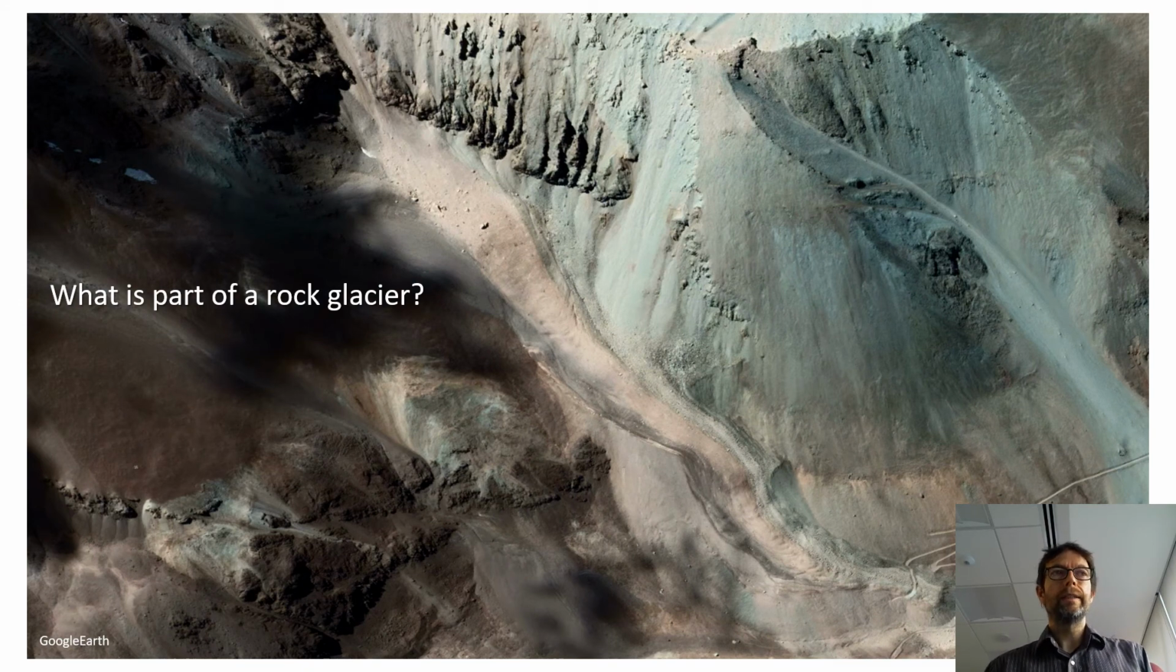Another important aspect is what constitutes a rock glacier. I know this has been discussed within the working group quite significantly. So here we see this rock glacier creeping down. Here's the front down here. Now, this material here, this all comes from the rock glacier.